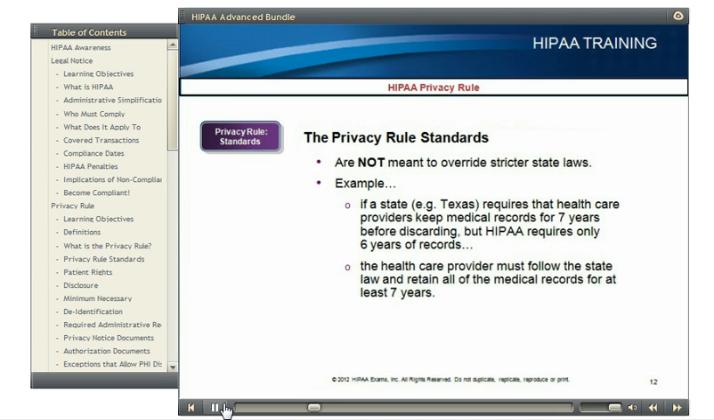The privacy rule standards are not meant to override stricter state laws. Example, if a state, e.g. Texas, requires that healthcare providers keep medical records for 7 years before discarding, but HIPAA requires only 6 years of records, the healthcare provider must follow the state law and retain all of the medical records for at least 7 years.